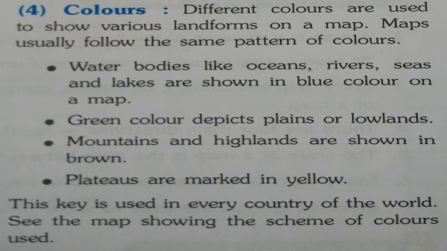Green color depicts plains or lowlands. Mountains and highlands are shown in brown color. Plateaus are marked in yellow. This key is used in every country of the world. Every country of the world follows the same color scheme for showing particular physical features. See the map showing the scheme of colors used in your book. You can see it in your book and you can check it in the physical map of India, physical divisions.